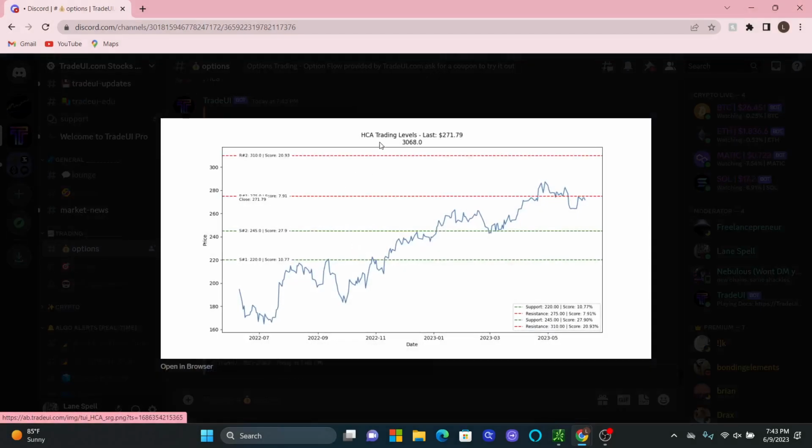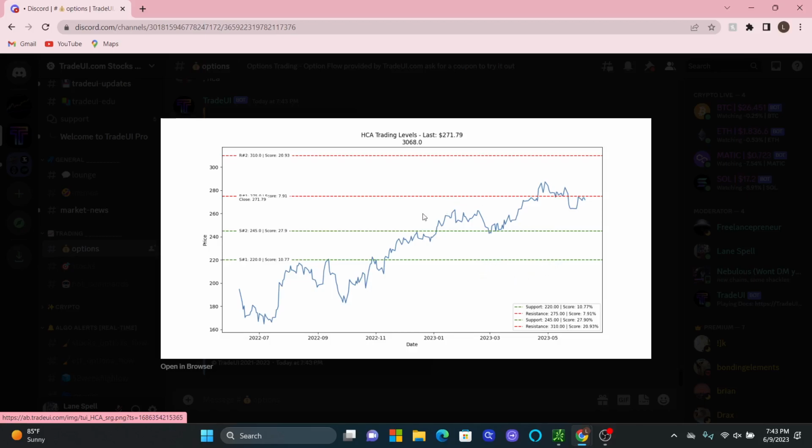All right, HCA. This is a great example right here. As you can see, we already reached the resistance point on HCA. We're actually trading at that resistance point right now. It looks like our next support zone is 245. So you could start shorting this stock at 271, and you could aggressively target 245. Or extremely in the long term, you could target 220.